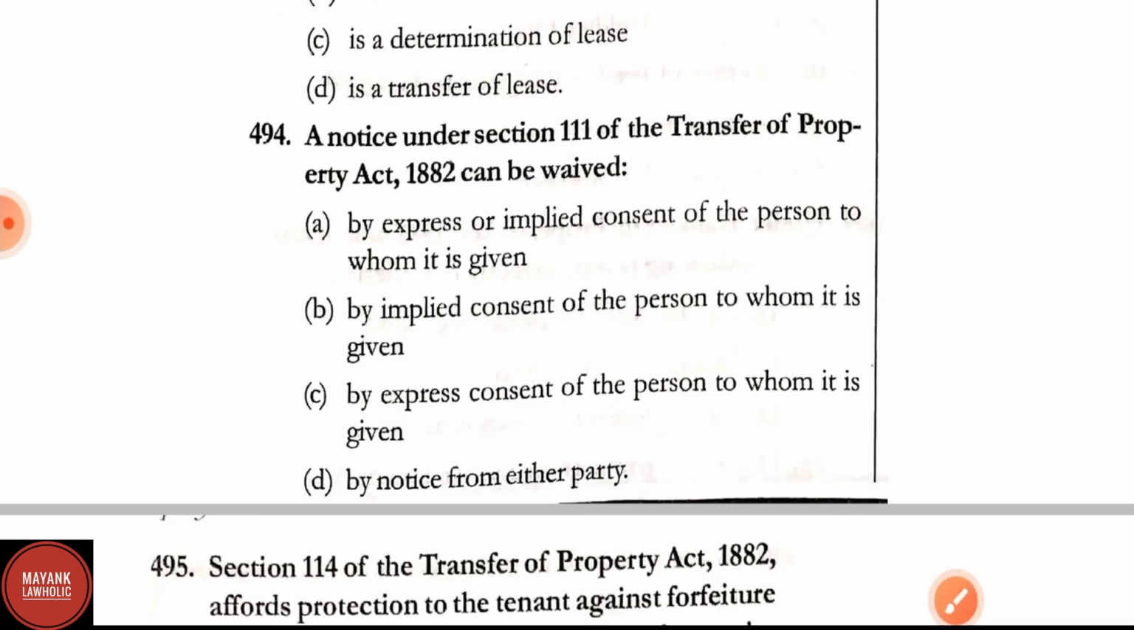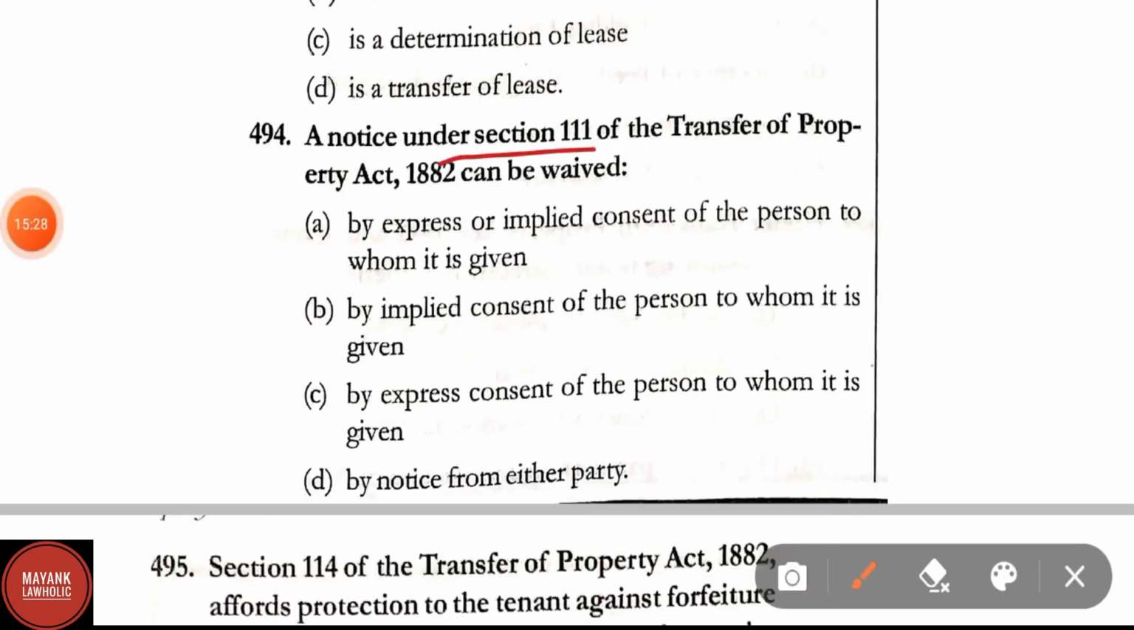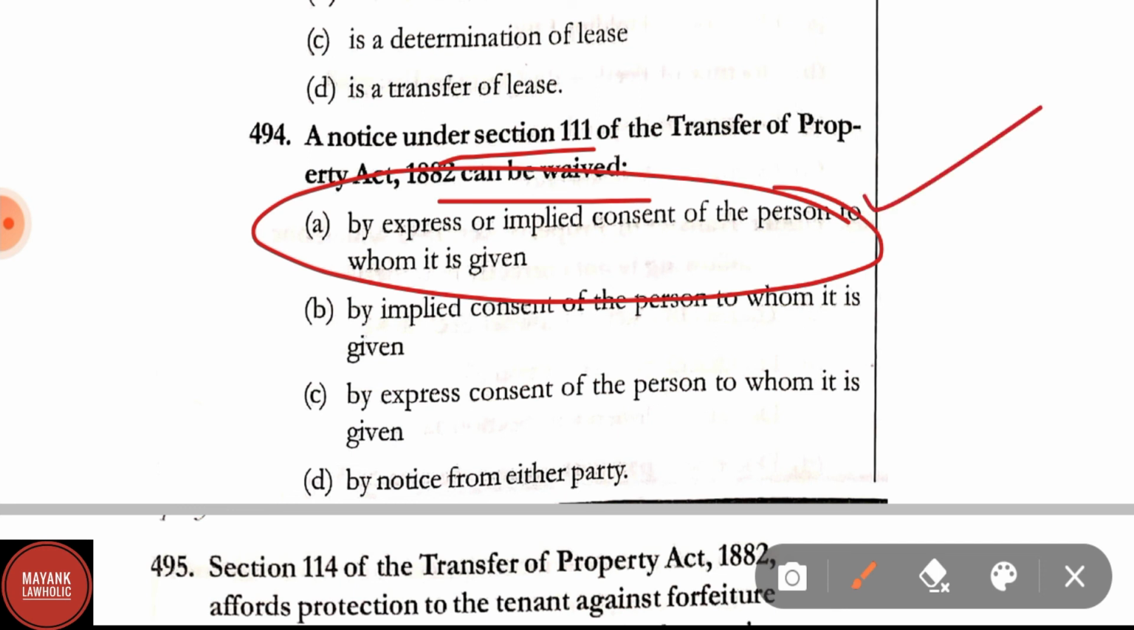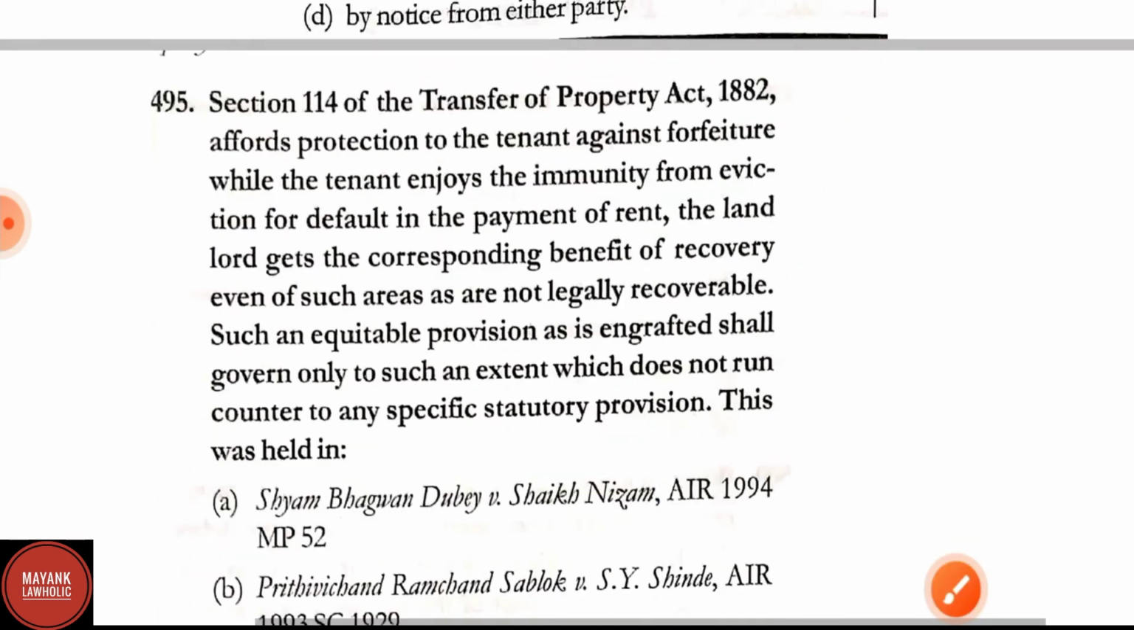Question number 494. A notice under section 111 of the TPA can be waived, option A, by express or implied consent of the person to whom it is given, by implied consent of the person to whom it is given, by express consent of the person to whom it is given, by notice from either party. Correct answer is option A, by express or implied consent of the person to whom it is given.